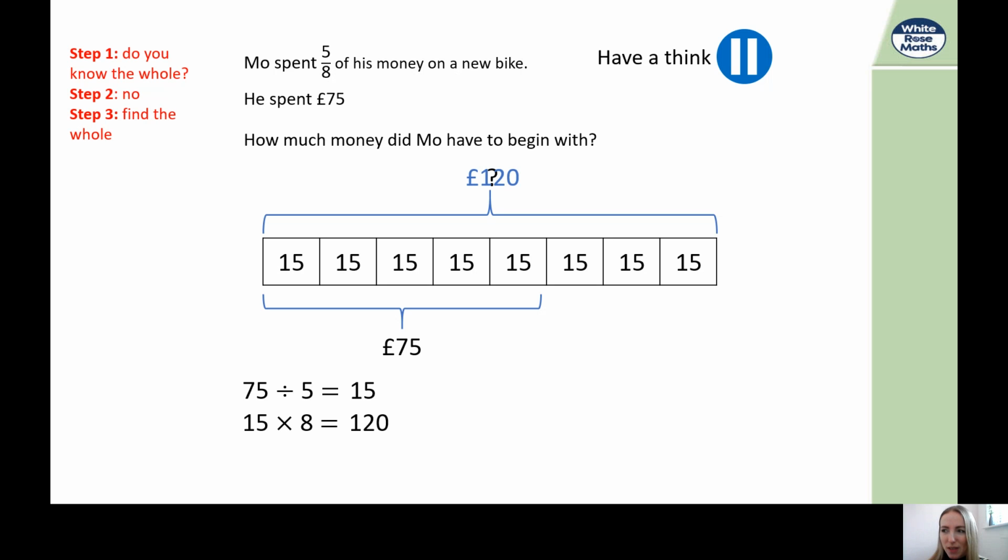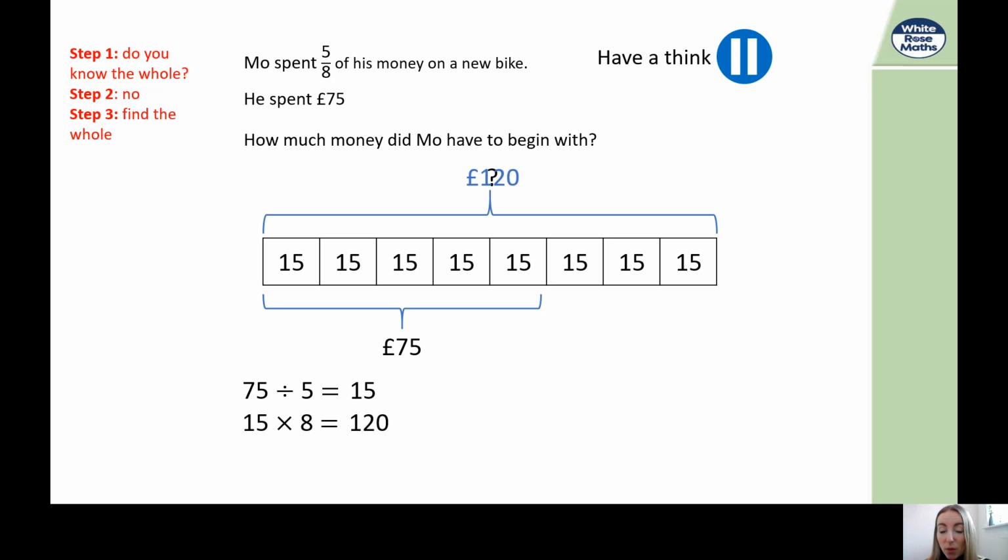Okay, so how can I use that to work out the value of the whole? So if I know 5/8 is worth £75, I need to work out what the value of one part is, so the unit fraction, so 1/8. So if I know 5/8 is worth £75, I could do £75 divided by 5, so what the numerator is, so how many parts there are, which is 15. So that tells me that 1/8 is worth £15.